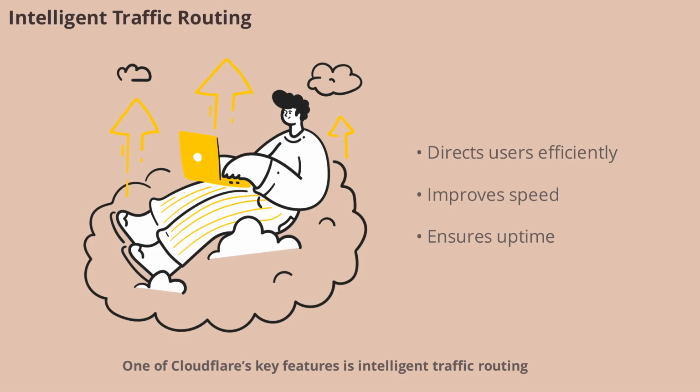One of Cloudflare's key features is intelligent traffic routing. This means it can direct users to the fastest and most reliable server, no matter where they are in the world. This not only improves speed, but also ensures your website stays online, even if some servers have issues.